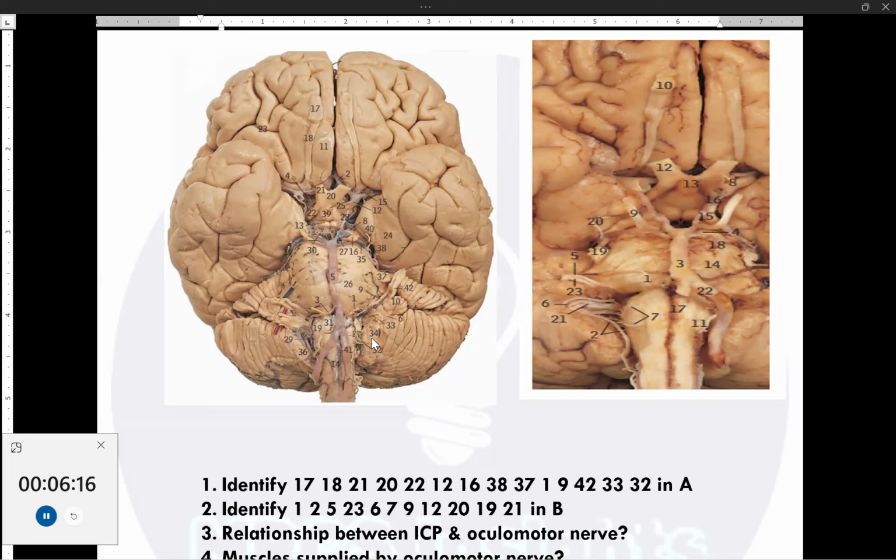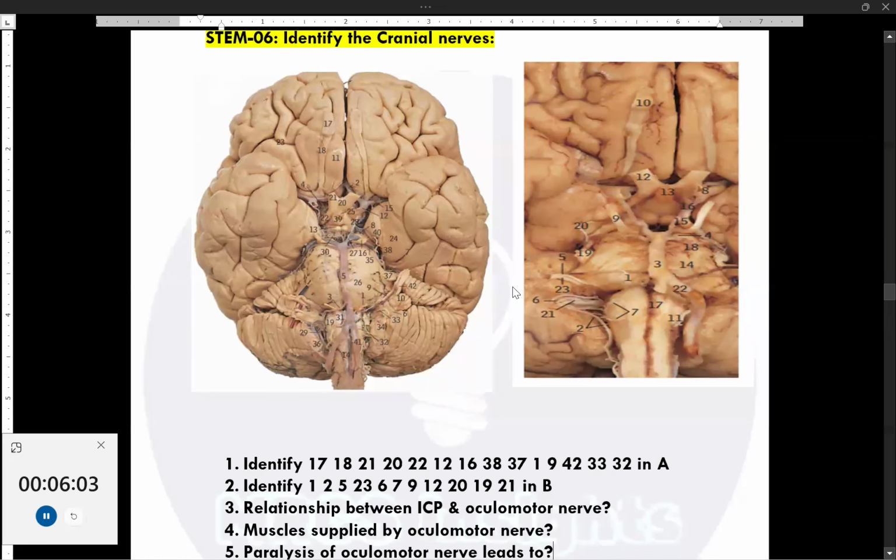Okay. And the last is 32. What is 32 here? 32 is the hypoglossal nerve. Excellent, Dr. Fayaz. Okay. And this is another image of the cranial nerves.